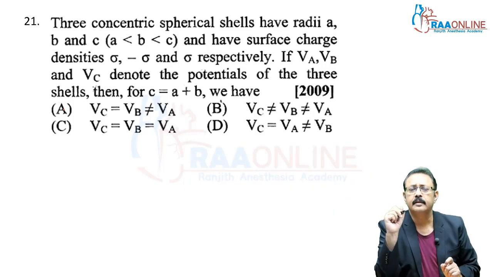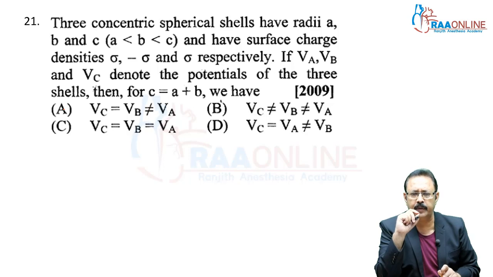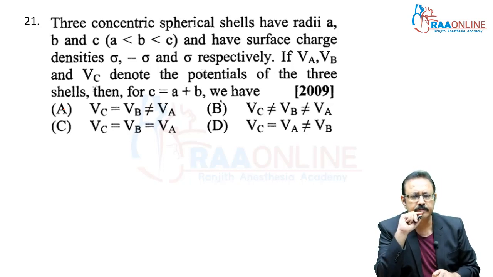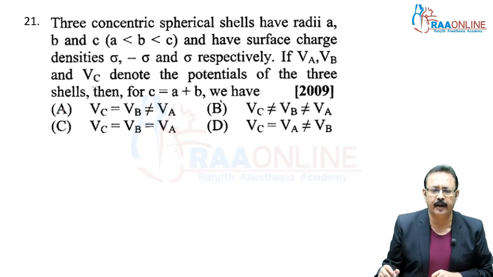Next, it is from 2009 AIPMT. Three concentric spherical shells have radii A, B and C, with surface charge densities minus sigma, plus sigma, plus sigma. VA, VB and VC denote the potentials of the three shells. Then for C equals A plus B, we have.